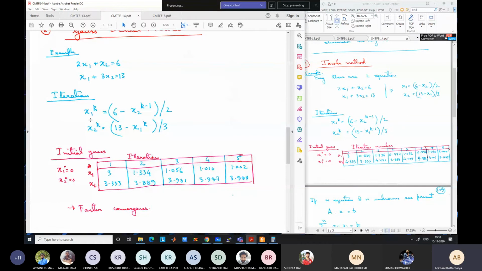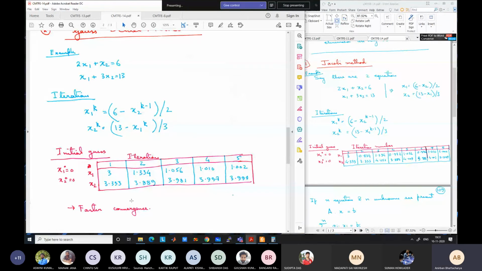For the next calculation, again, what will be the value? This will become k plus 1 and this will be k. Because we have already obtained the k plus 1 value of x1, it will use k plus 1 while calculating the k plus 1 value for x2. So all the variable values up to the point that we are considering unknown, we will be using the updated values instead of using all the old iteration values. So if you proceed like this, the convergence is faster.